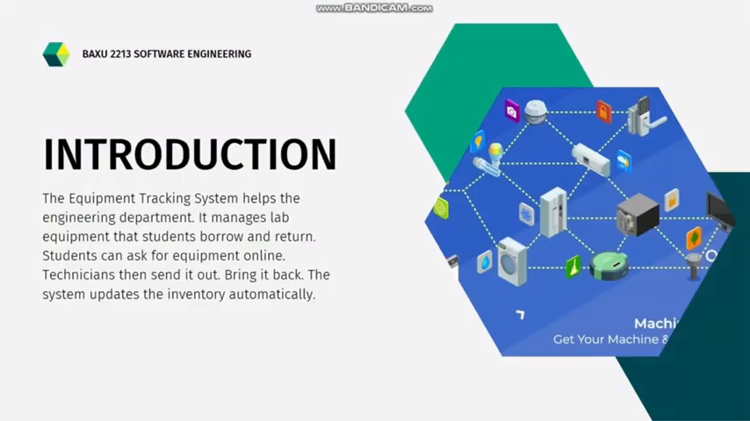So for the introduction, the equipment tracking system helps the engineering department. Our project is about the lab equipment that students borrow and return. Students can ask for equipment online, technicians send it out and bring it back, and the system updates the inventory automatically.